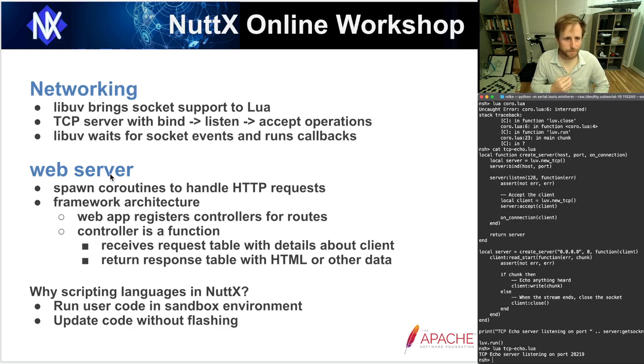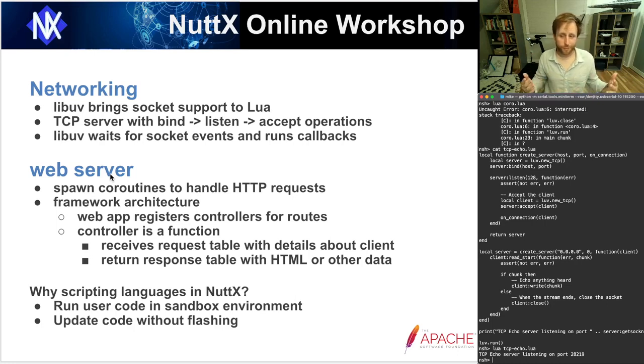This particular web server spawns coroutines to handle each HTTP request, so that we're not going to block a new connection by waiting to read data from a socket. We'll just handle it as it comes. This is more than just a web server. This is organized into a web framework architecture. Similar to Django from Python, we have a separate web app from the server. And then this web app registers controllers for certain routes. So, you know, slash index.html versus slash my other page will be different routes.